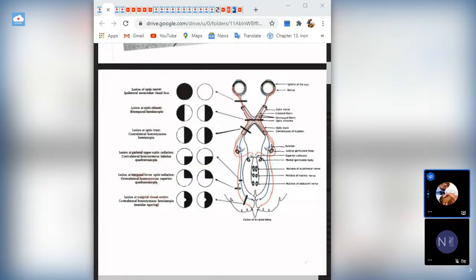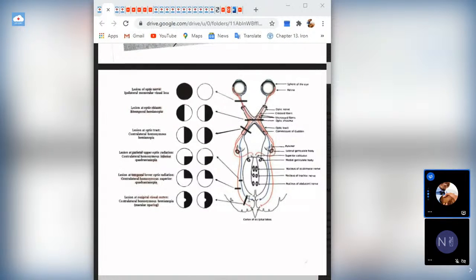Then once you get that, it's easy to infer that inferior quadrantanopia will belong to the parietal lobe. And these are strong MCQ questions, and you will see them in the exam. And this is at the level of the optic radiation, because the optic radiation passes through both the parietal lobe and the temporal lobe. The lateral aspect belongs to the temporal, while the medial aspect belongs to the parietal lobe.